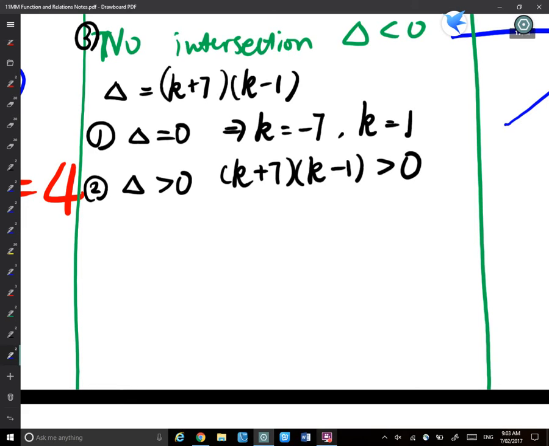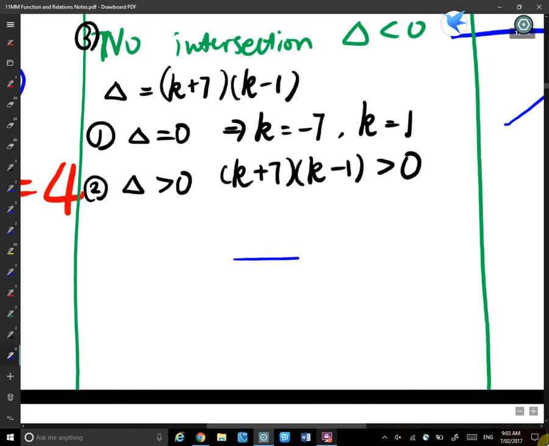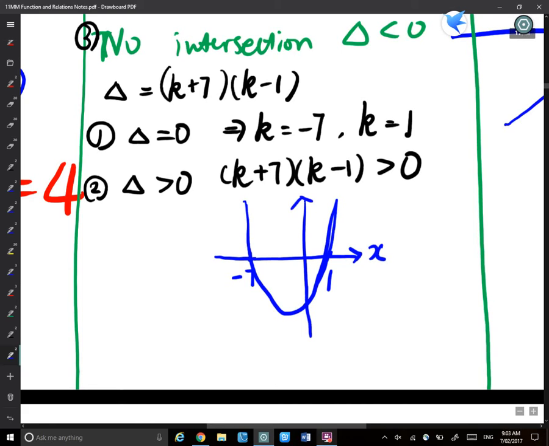No, it's not. So if it's not a linear inequality, we need to sketch the graph to think about that. To the left-hand side we will have minus 7, and we'll have 1, and we will have this graph. That's my quadratic. It's a positive graph. Let's say we draw the y-axis.